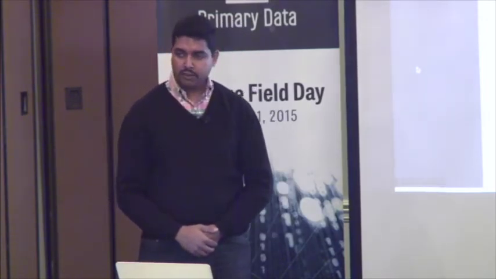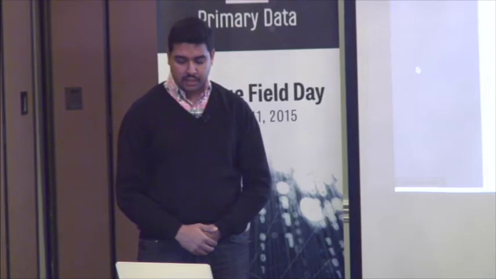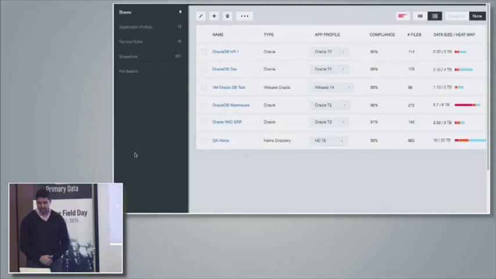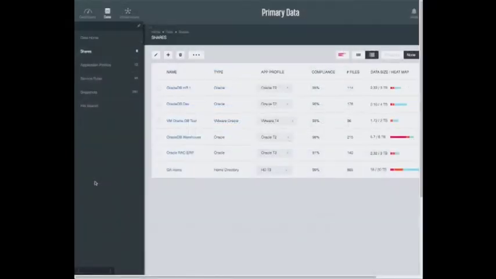What you're looking at over here is a list of all the virtual shares that the administrator has created. This particular administrator has these 6 shares that are getting data from these applications. Some are Oracle applications, some are Oracle applications running on VMware. In the third column, you can see a concept called application profile associated with each of these data shares. These application profiles are nothing but your policies that are diverting the data into the right data stores.